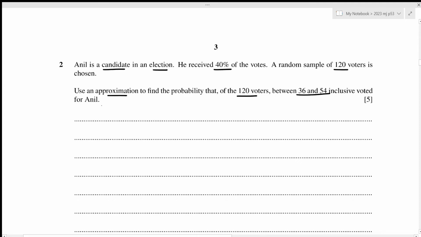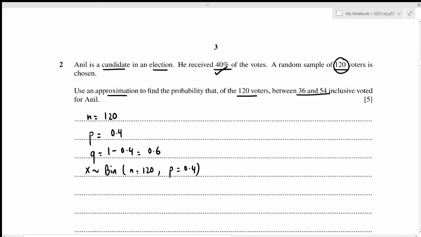Okay, so in this case, we are approximating a normal distribution from the binomial distribution. Let us first list down the elements of our binomial distribution. We have a sample of 120 voters, so that's our n. Then we know that 40% of the voters voted for Anil, so that's the probability of voting for Anil, right? That will be 0.4. Now q will be 1 minus 0.4, which is 0.6. So in this case, X follows a binomial distribution with n equals 120 and p equals 0.4.